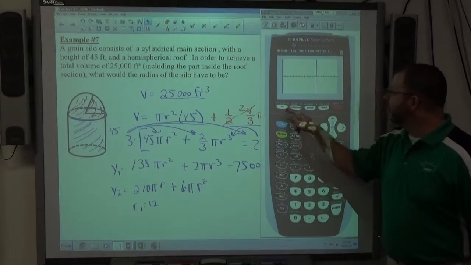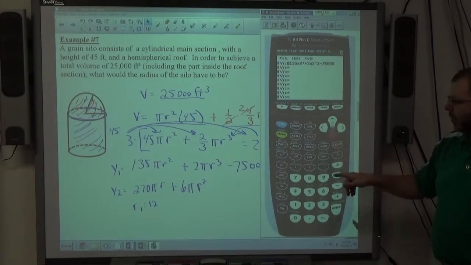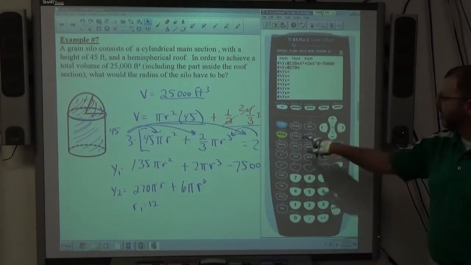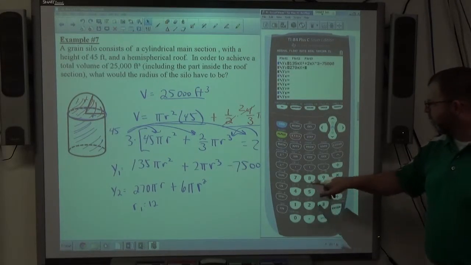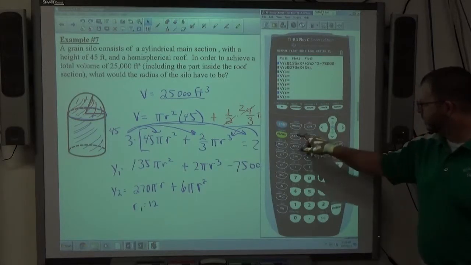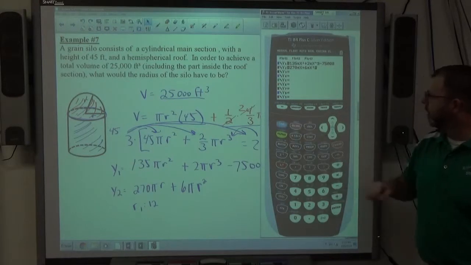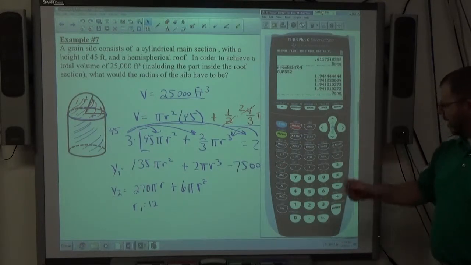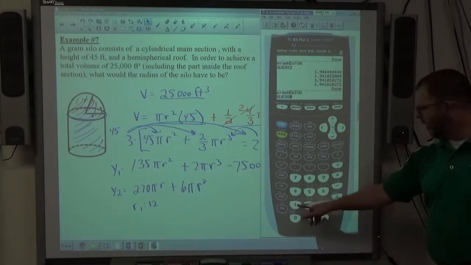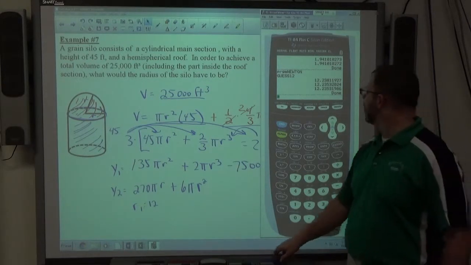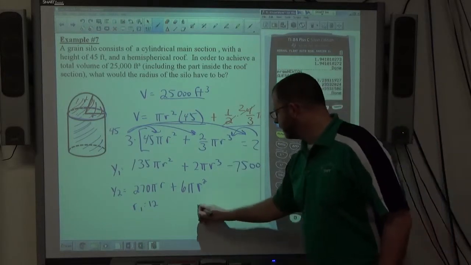All right. So if I go back to y equals now, I'm going to enter my derivative as y2. So 270 pi r, which we're using x instead of r, plus 6 pi x squared. And then I'm going to quit there. I'm going back to Newton's method, which is still on my calculator, ready to go. My guess is 12. And they want the radius. Doesn't specify, so let's go 4 decimal places. 12.2353.